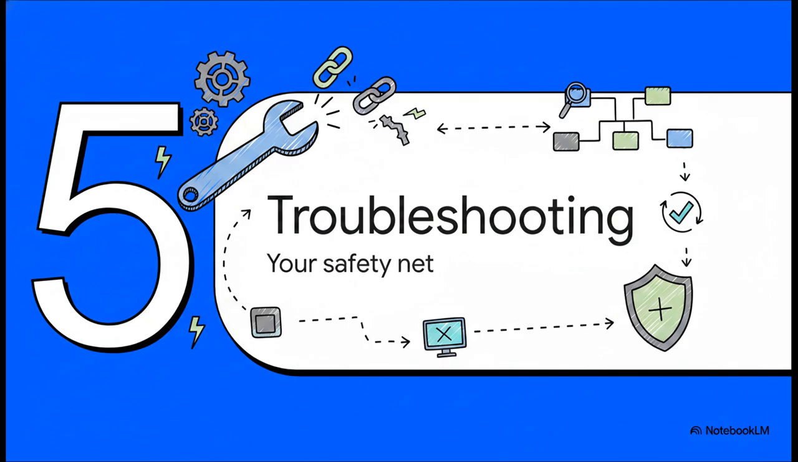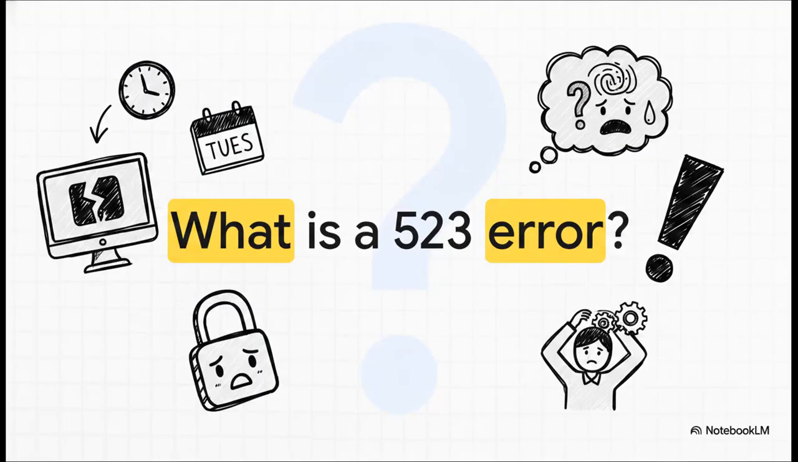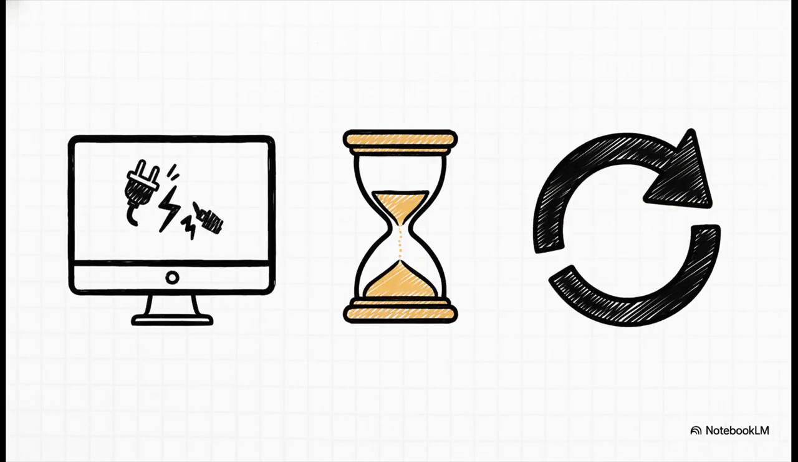And finally, Section 5, troubleshooting common system errors. Consider this your digital safety net. Picture this. It's Tuesday morning, you go to log in, and your screen just flashes 523 error. What on earth is that, and should you panic? Absolutely do not panic. A 523 error simply means origin unreachable.